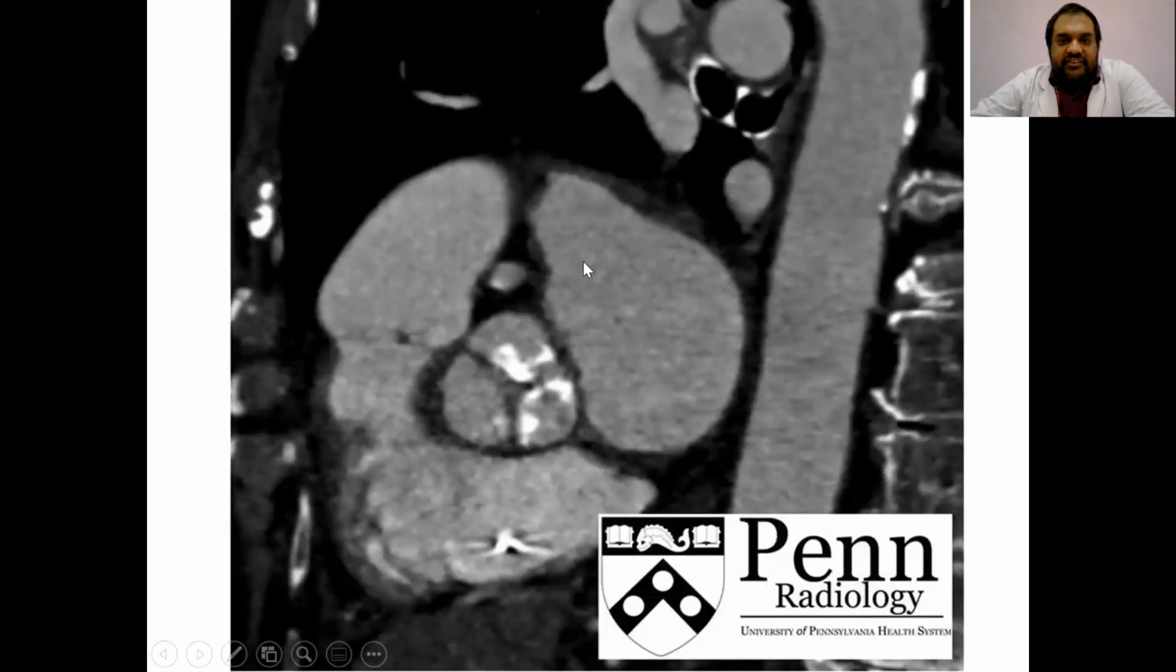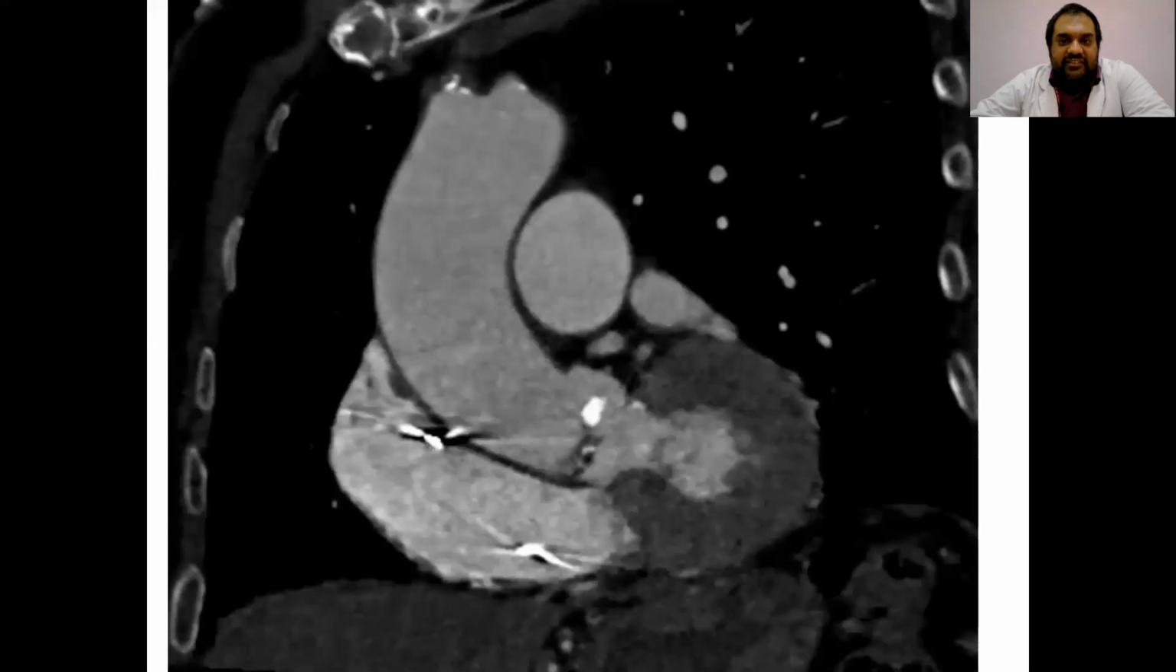So this is aortic stenosis. This is a case of aortic stenosis.